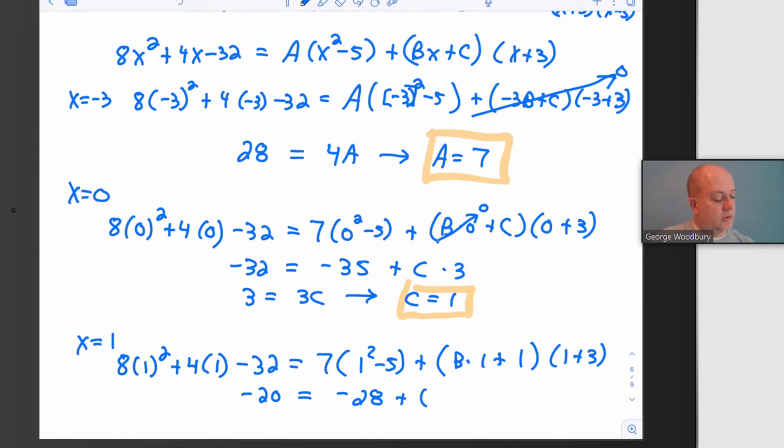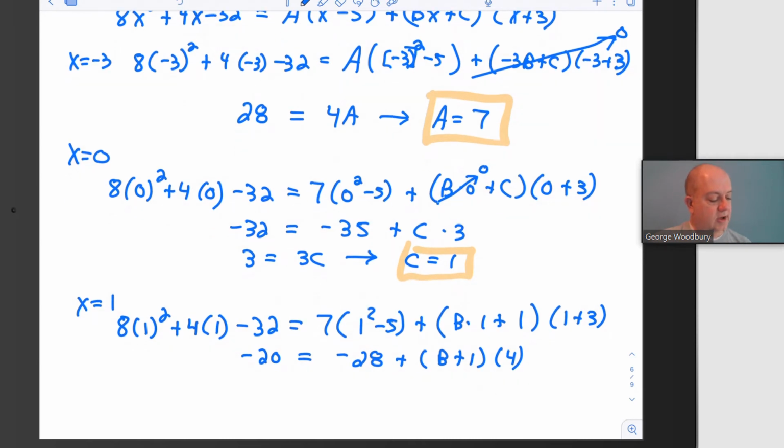Plus b plus 1 times 4. I'm going to move over the 28 by adding it to both sides. And I'm going to distribute the 4 to what was left, 4b plus 4. Distributing that 4 in. Subtract the 4. 4 equals 4b. b equals 1.